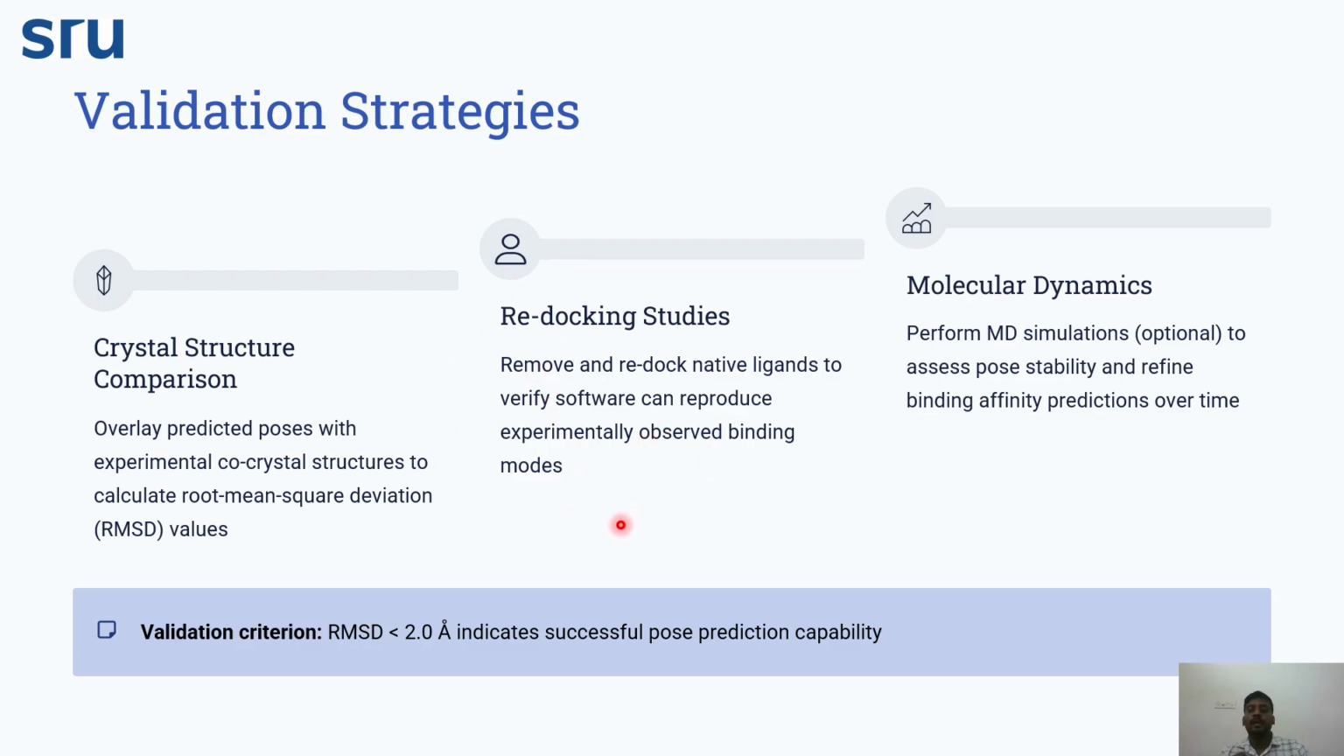Then the second one is redocking. Whatever the software, whatever the platform we are using, we can redock. Initially, the co-crystallized structure will be in the form of protein and ligand, so we have to separate them. The ligand we separate, and the protein we separate.